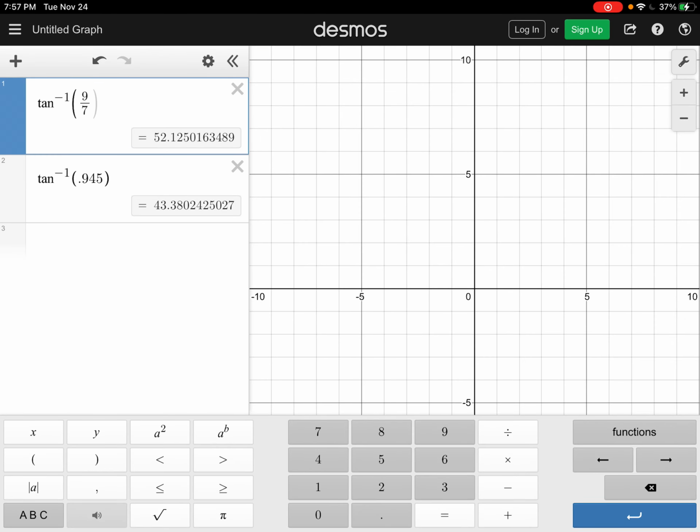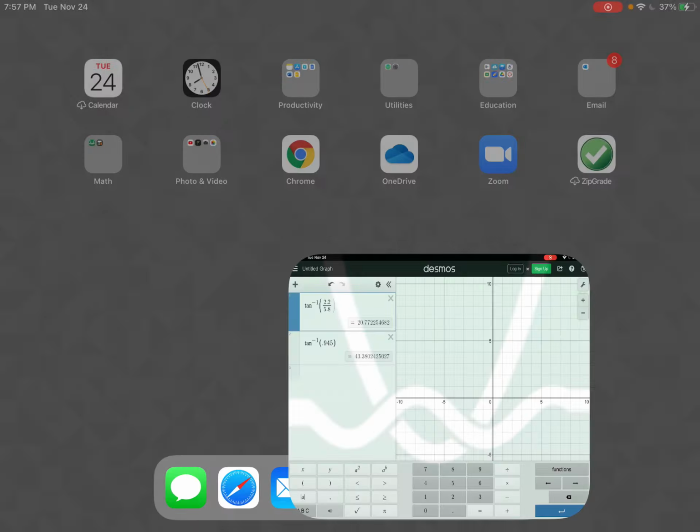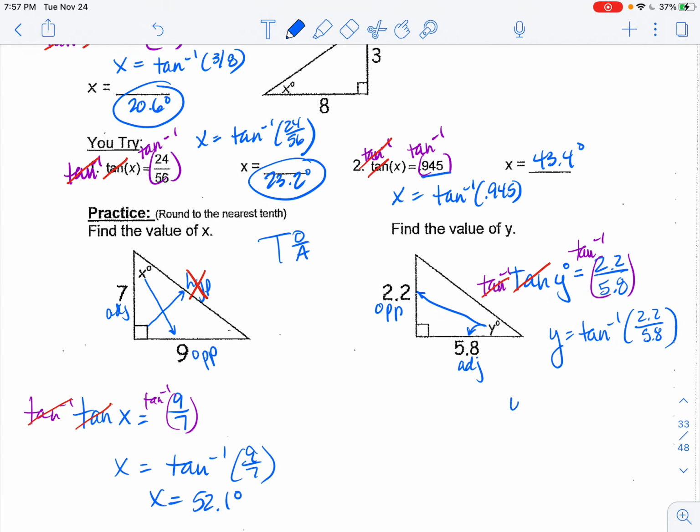Let's see if I can just adjust this one. 5.8 in the denominator and 2.2 in the numerator. And that's 20.8 degrees. And now it's time to practice.